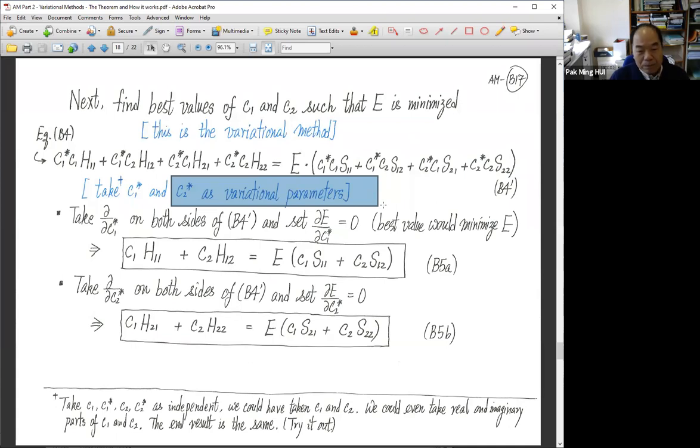Fine. I suggest you to do that as well. I claim it will be sufficient to vary C1 star and C2 star, and you will get two equations. If you do the other two, of course you will get another two equations, but that other two will be redundant with the two that I've written down below. So therefore, let's just do the minimum. So I will take C1 star and C2 star as our independent variational parameters. So how to do that?